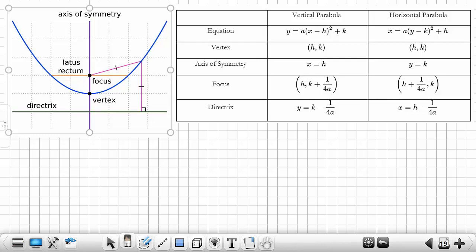K is still up and down. This is why it's paired with Y, because the Y is your vertical axis, K is always your ups and downs. But since it's in parentheses here, you do opposites. All right? We do opposites.